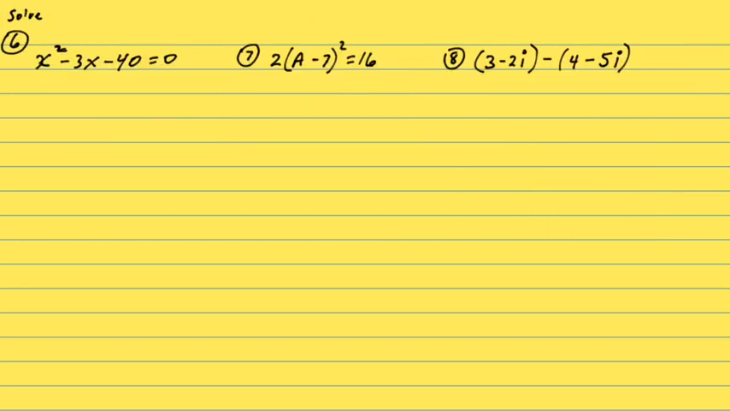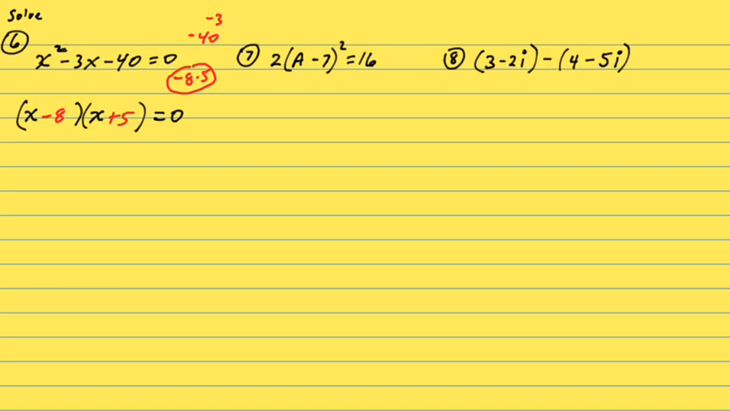On number 6, we want to use the skills of factoring to solve the equation. So I'm going to factor this the same way. The only thing is it equals 0. x times x equals x squared. I need factors of -40 that add to -3. So that might be -8 times 5. They multiply to -40 and add to -3. So I put them in because a is 1: -8 and +5.